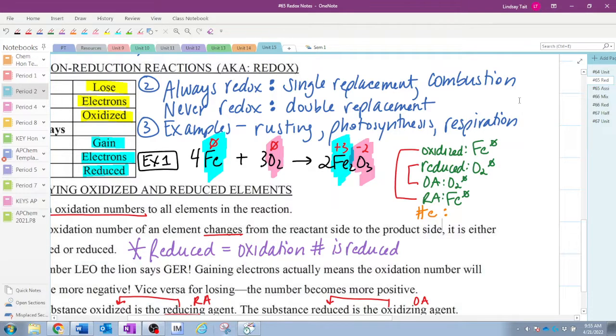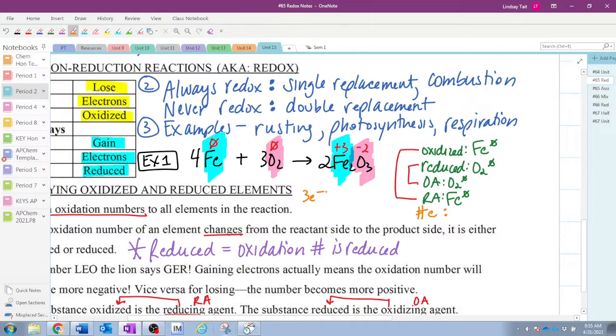And I need to know two things. The first thing I need to know is by how much did the oxidation number change? In this case, it went from 0 to +3. So that means this iron lost how many electrons? If it went from 0 to +3, how many electrons would that be? Not a trick question. 3. Guys, it's 3. If it went from 0 to +3, it lost 3 electrons. And because it was oxidized, the number went up. That's why I say it lost 3 electrons.